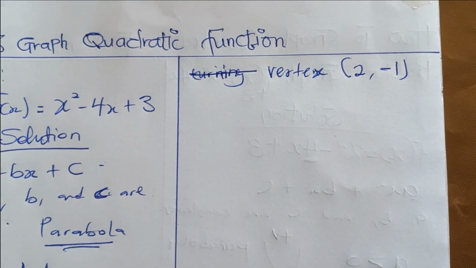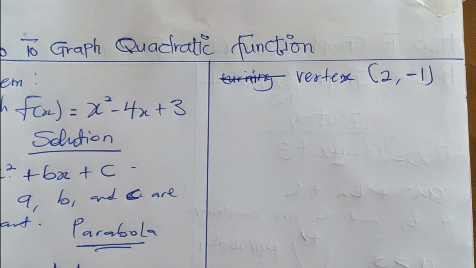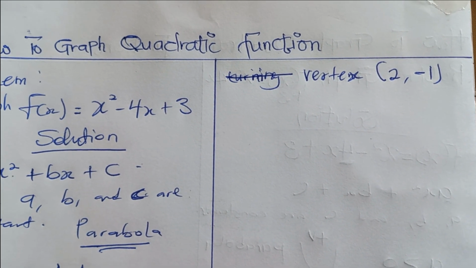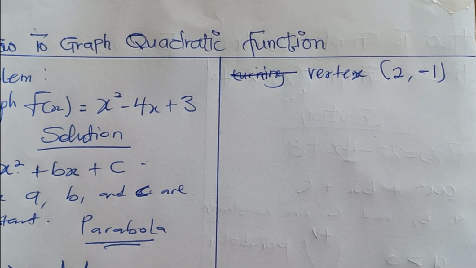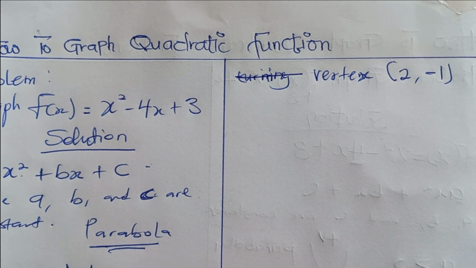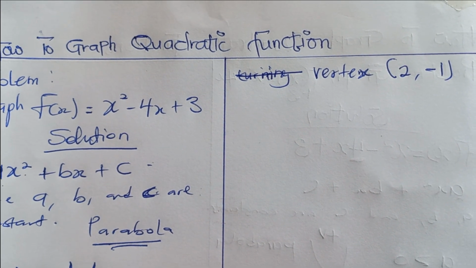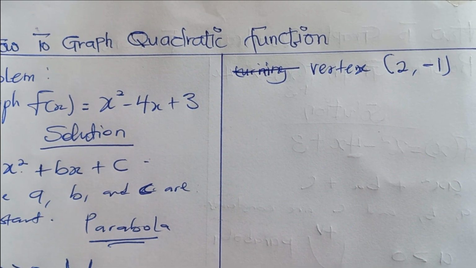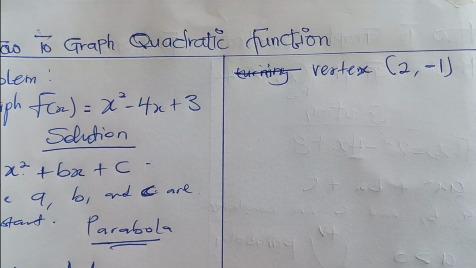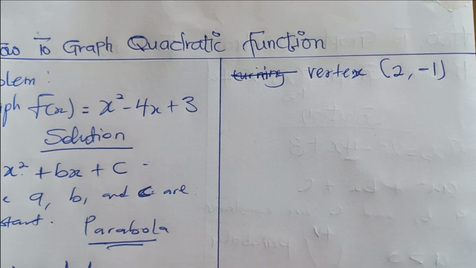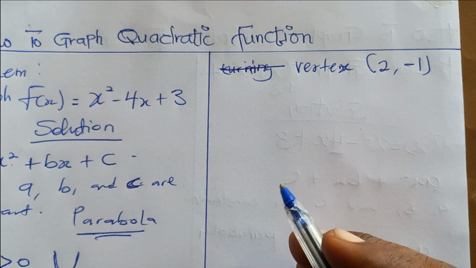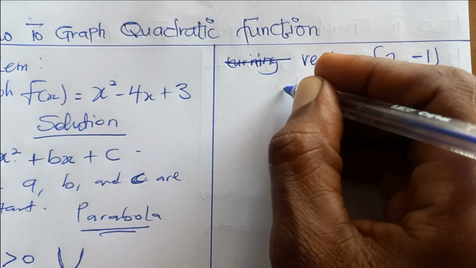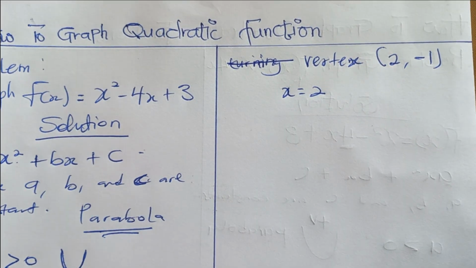So that's it. Now, the next step is we have to look for some points that will help us get the shape of the parabola, okay? We have to get some points that will help us to get the shape of the parabola. So what we need to do is, we know that our x is equal to 2, okay?